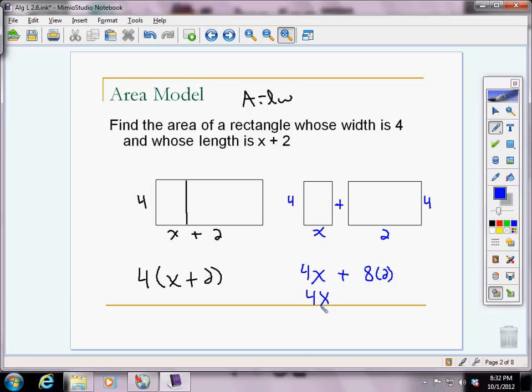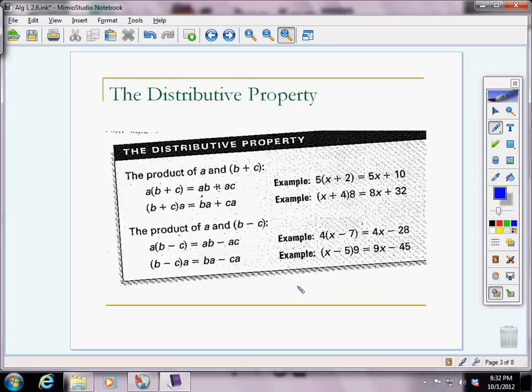So we could have 4 times x plus, this should be 4 times 2. I'm getting ahead of myself here. And that would be 8. Okay. Notice, especially right here, 4 times the quantity x plus 2, we're really talking about the same area as 4 times x plus 4 times 2. That leads us to the distributive property, and I apologize again for this being crooked.